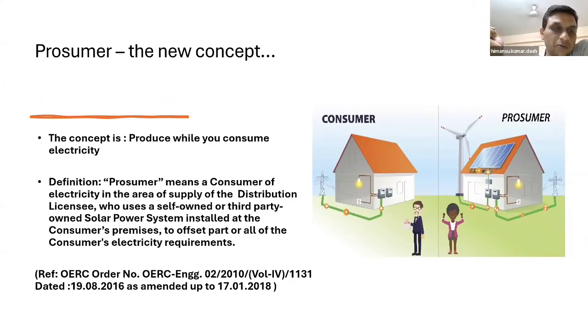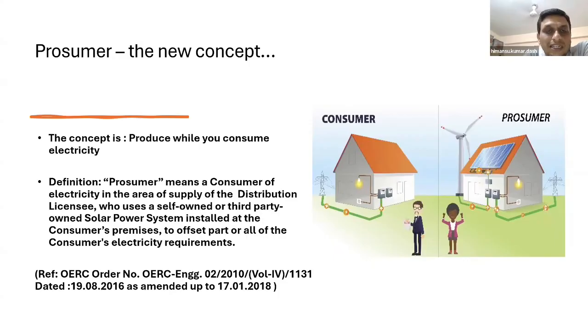So what is the definition as per OERC guidelines? Prosumer means a consumer of electricity in the area of supply of a distribution licensee who uses a self-owned or third-party owned solar power system installed at the customer premises to offset a part of the consumer's electricity requirements. This is a very important definition, where you can see that it can be self-owned or it can be third-party owned.